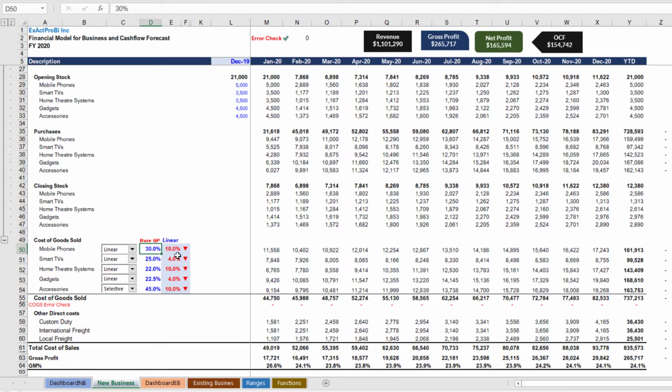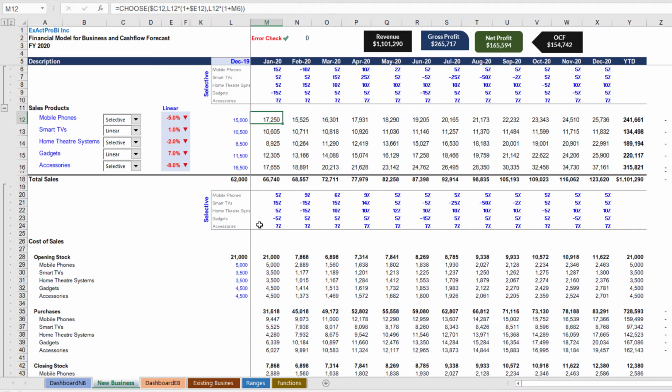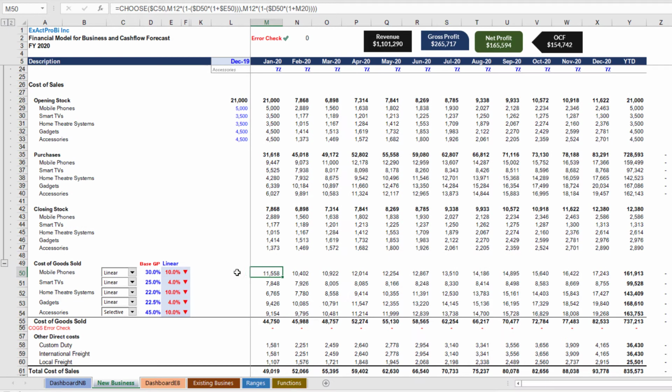So here suppose we put 10%, the GP for January would be 33%. Okay, so how 33? So 30% plus 10% of 30% would be 3%. So 30 plus 3, so 33%. So this particular cost of sales is 67% of the sale value. So 70,250 into 67% would be 11,558.